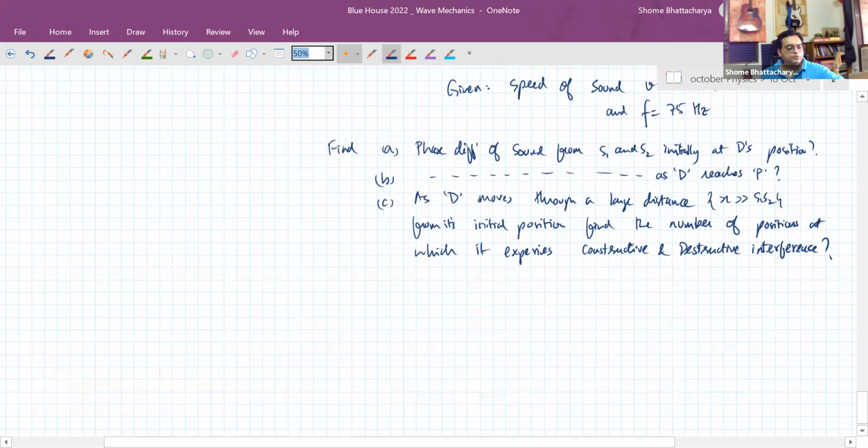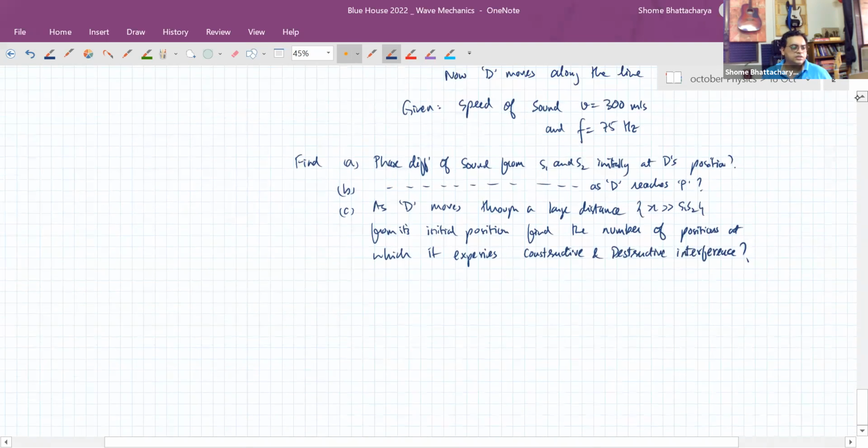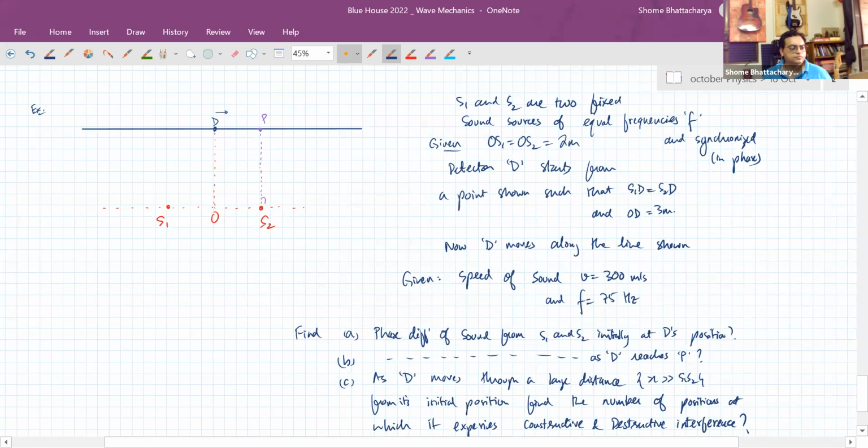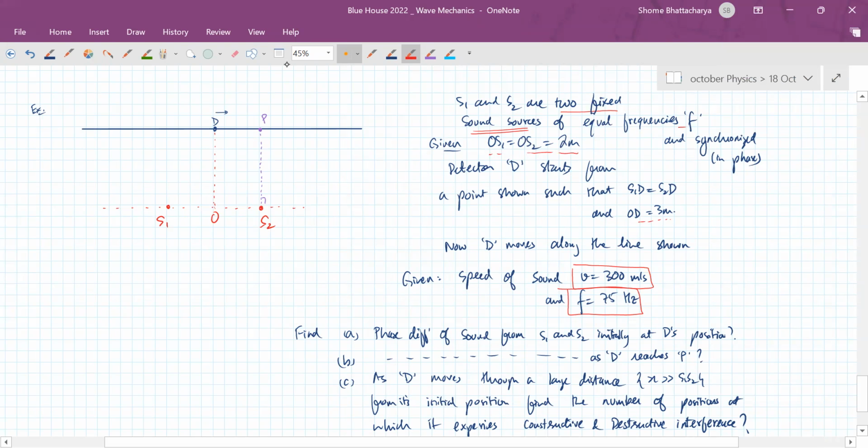Okay, so this is a very typical type of question at JEE level involving interference of sound waves. Yes, S1 and S2 are two stationary fixed sources of sound of equal frequency, which is also given to you later, 75 hertz. Speed of sound is given to you. And then all this geometrical stuff is given. And most importantly, what is given to you is that the two sources are synchronized, they are in phase.